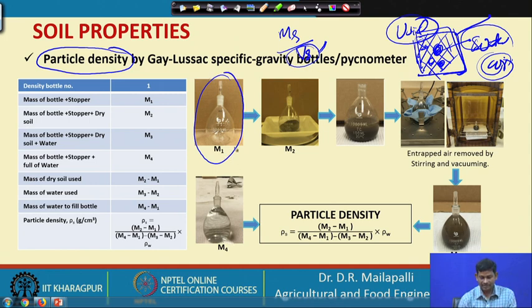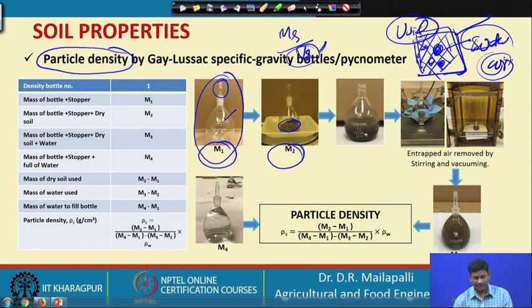So, not a measuring cylinder, this is the measuring jar, you can say. So, find out the empty weight. That is M1, which contains the bottle as well as the stopper. Okay. Then add the soil and find out the weight M2.